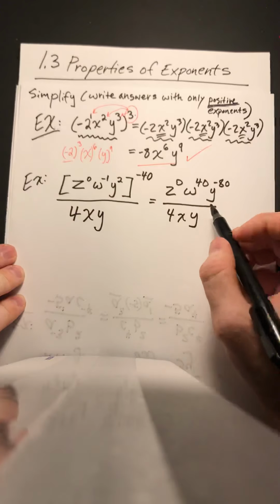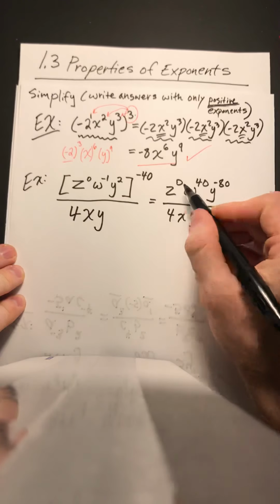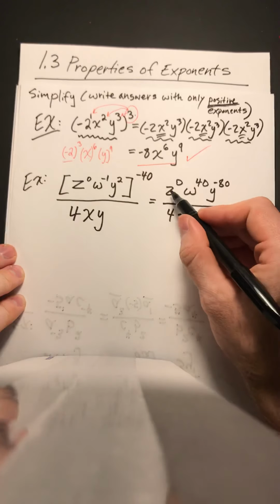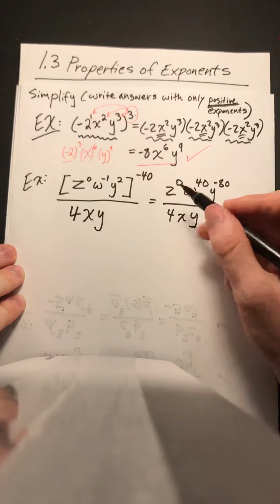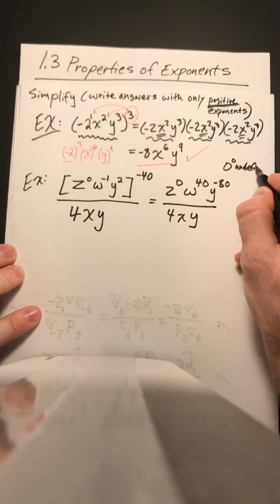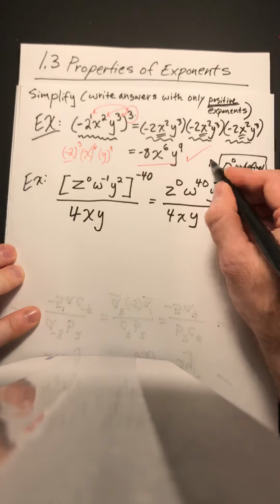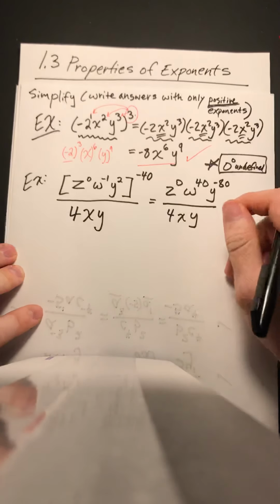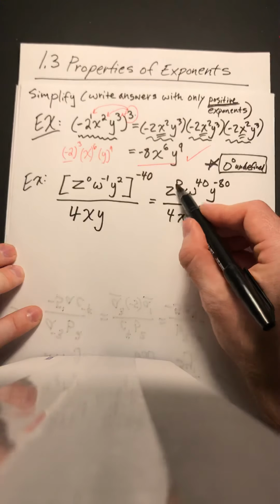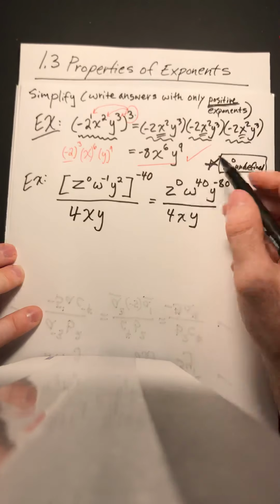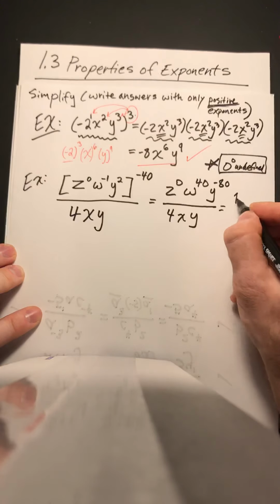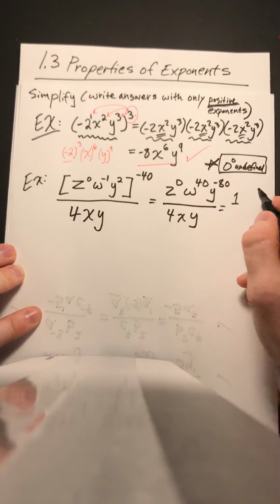Now what we've got to do is take care of the negative exponents. We want them to all be positive. Well, that first one here, z to the 0, anything to the 0 power is going to be 1 unless that base is 0. And 0 to the 0 is undefined. So we're going to assume that our variables are non-zero. Anytime I have a 0 power here, I'm just going to assume that it goes to a 1. So that is going to reduce to 1. Okay, w to the 40, that's good.